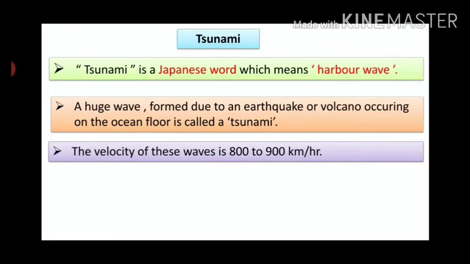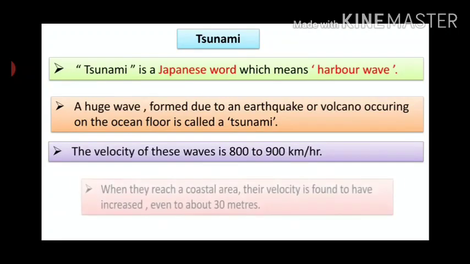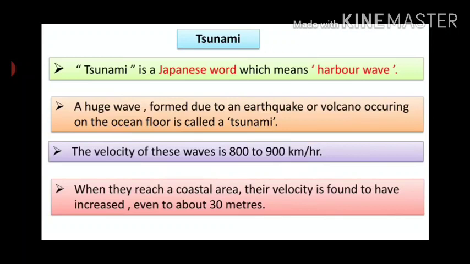The velocity of these waves is 800 to 900 km per hour. When they reach a coastal area, their height is found to have increased even to about 30 meters.